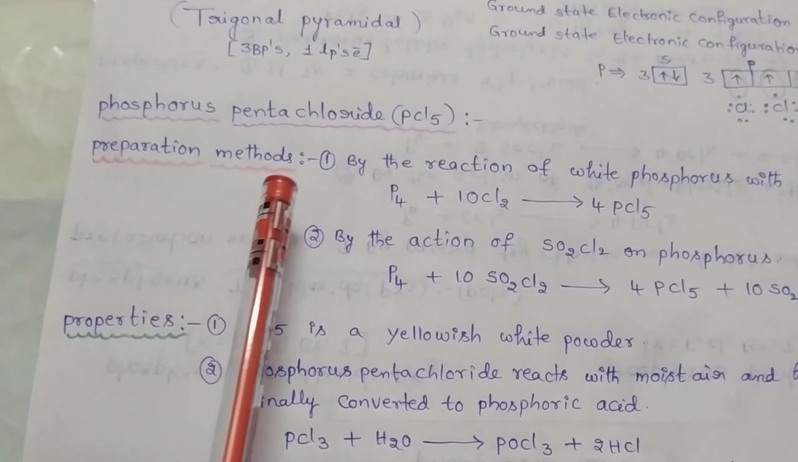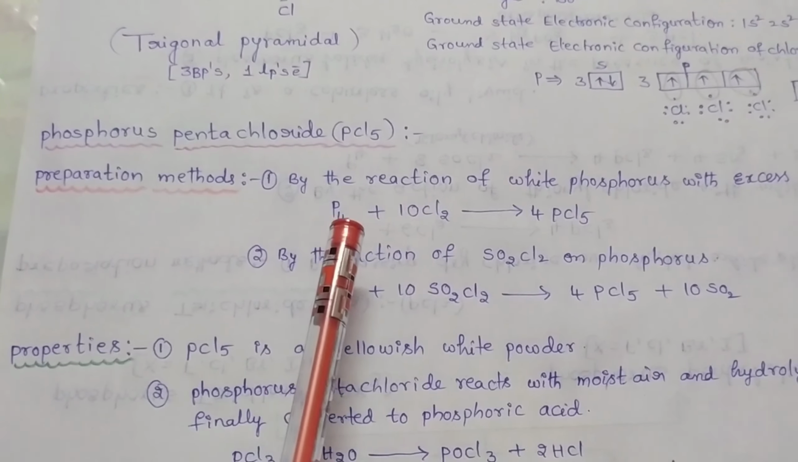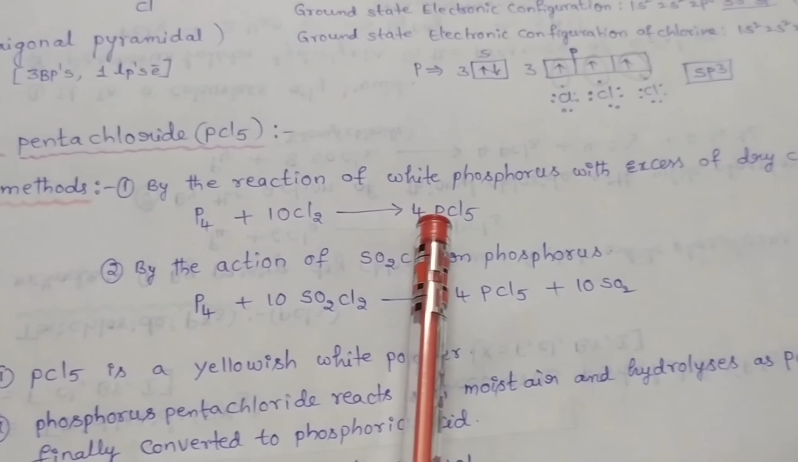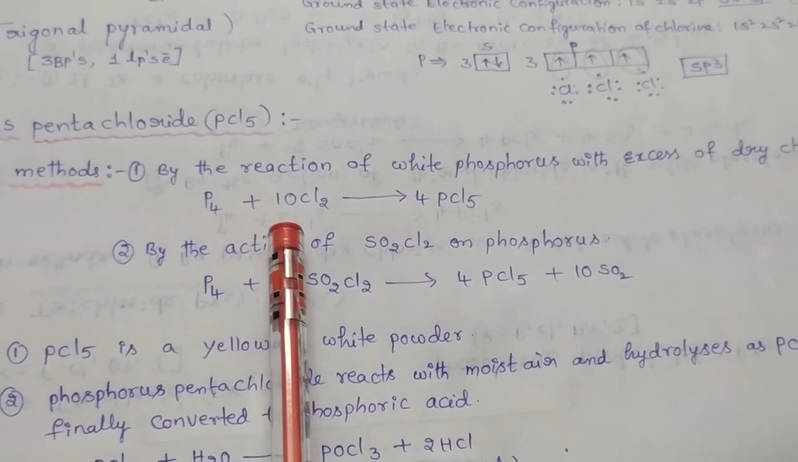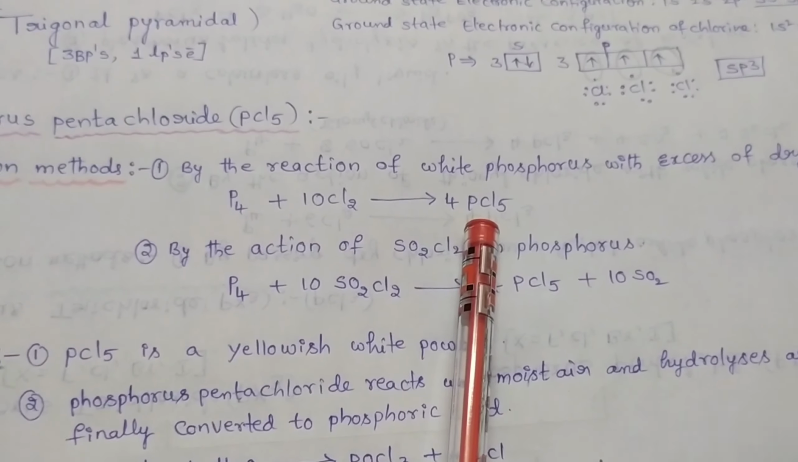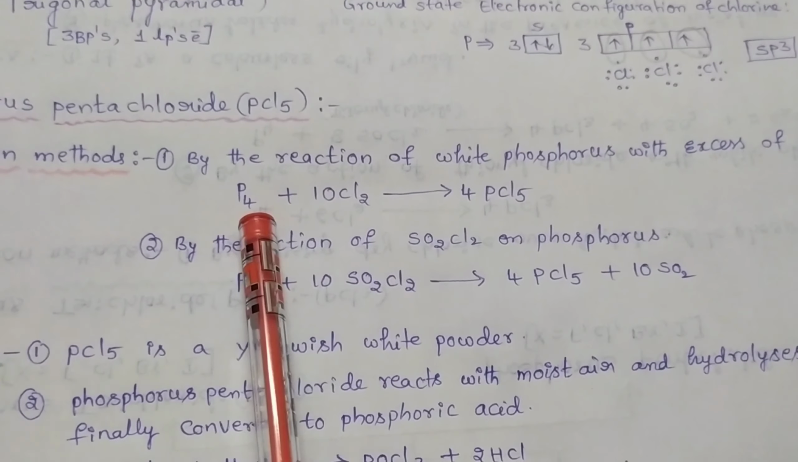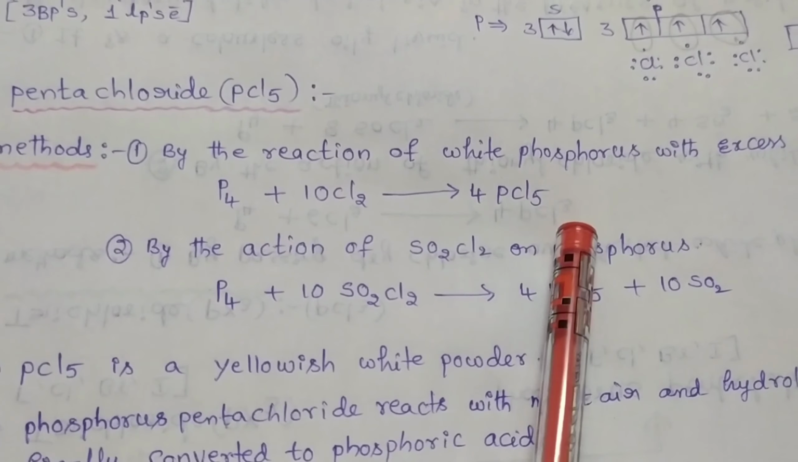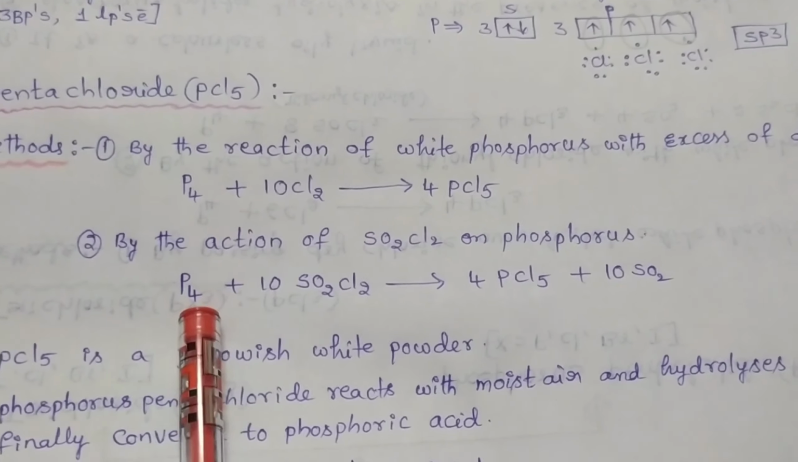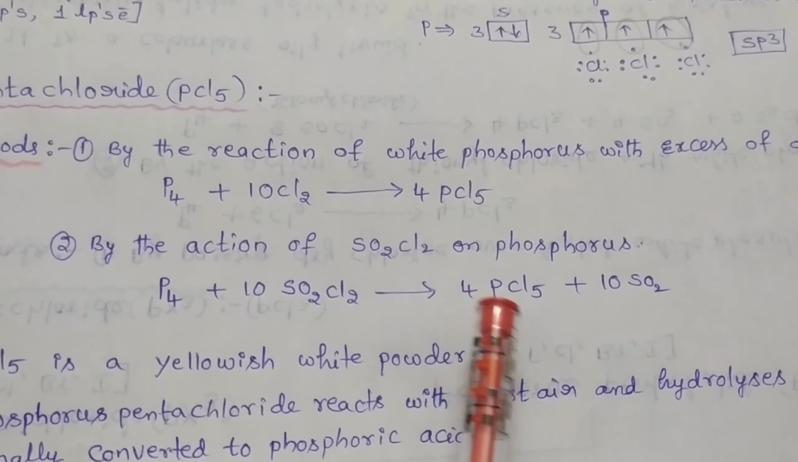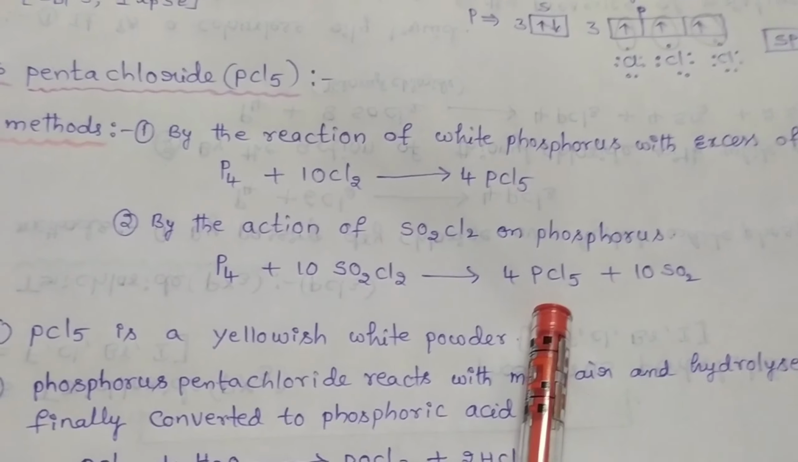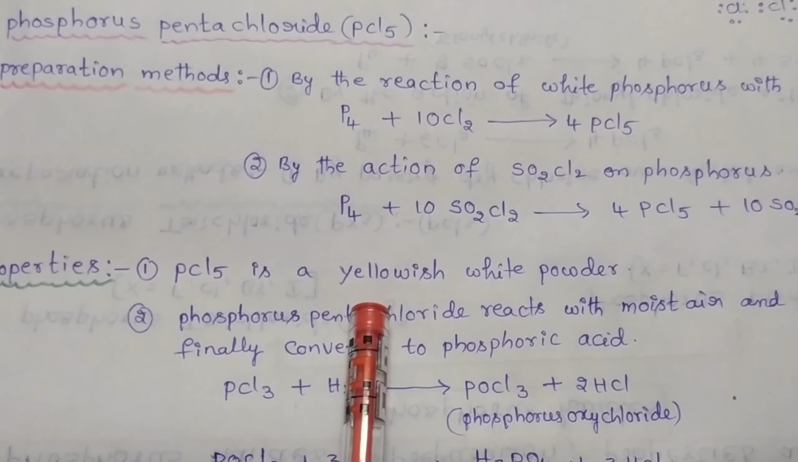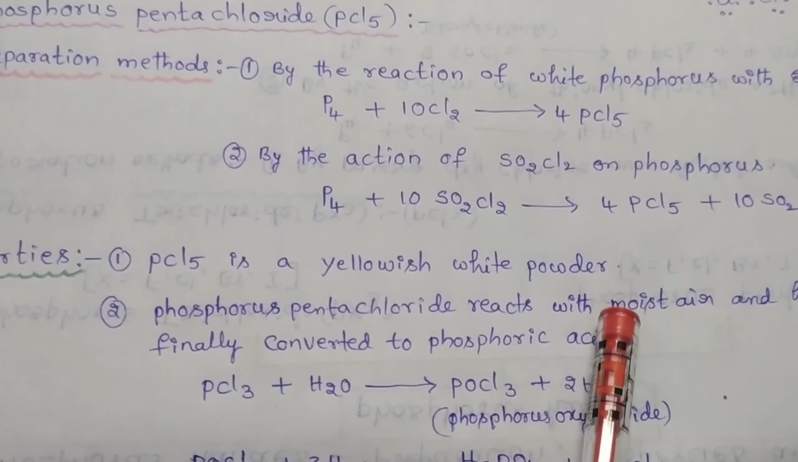Now we discuss phosphorus pentachloride. Preparation: when white phosphorus reacts with excess dry chlorine, it forms phosphorus pentachloride. That means white phosphorus reacts with 10 moles of chlorine to form phosphorus pentachloride. When white phosphorus reacts with thionyl chloride, it forms phosphorus pentachloride. Properties: phosphorus pentachloride is a yellowish white powder.